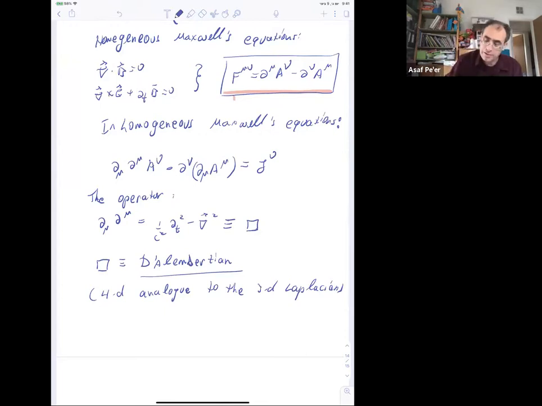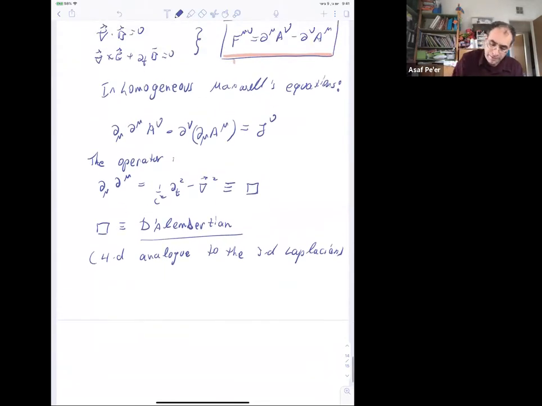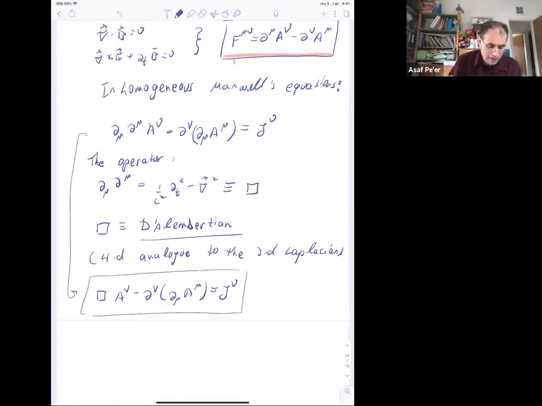So using this notation, we get that the D'Alembertian of A^ν minus ∂^ν ∂_μ A^μ is equal to J^ν. Now I still need to get rid of this second term. And how am I going to get rid of it? Any suggestion?